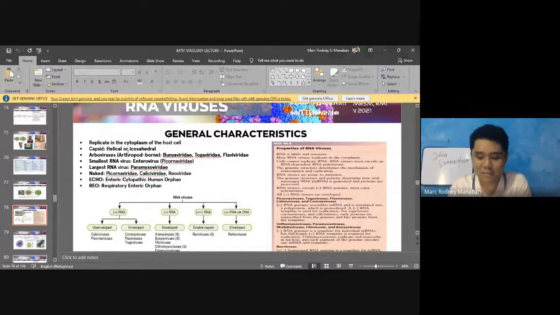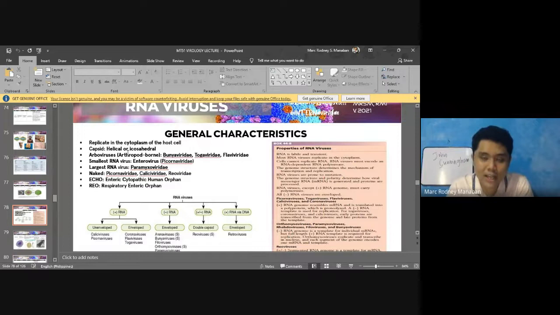Alright. Now, your arboviruses, in the RNA virus families, are the Bunyaviridae, the Togaviridae, and the Flaviviridae. The smallest RNA viruses are the Picornaviridae, which is your enterovirus. And the largest among the RNA viruses is the Paramyxoviridae. The naked ones, those without envelope, are Picornaviridae, Caliciviridae, and Reoviridae. And of course, what does ECHO mean? Enteric, cytopathic, human, orphan. And for Reo, respiratory, enteric, orphan.